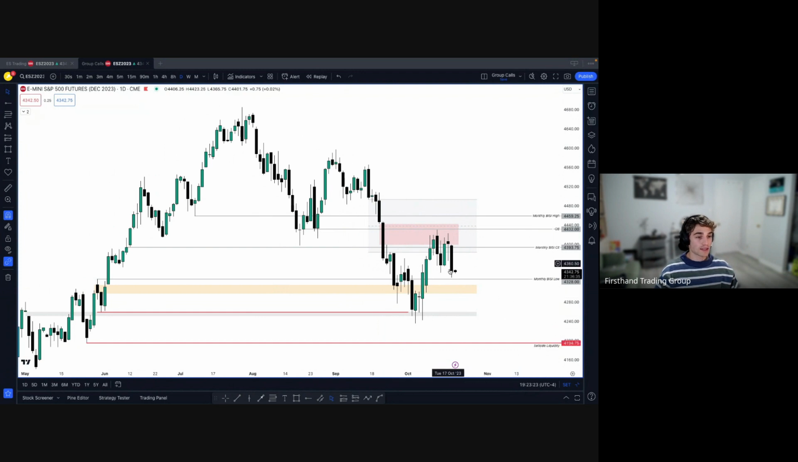So still maintaining the same idea, as long as we don't get closure above really now Tuesday's high, but especially this Thursday high as well. As long as we don't get closure above there, continuing to look for sell side down below.